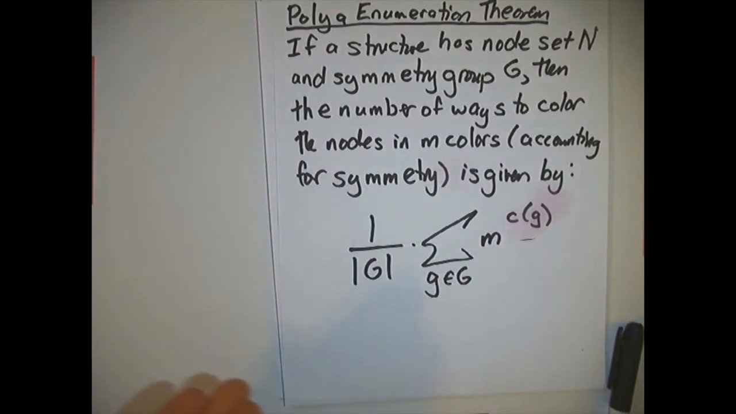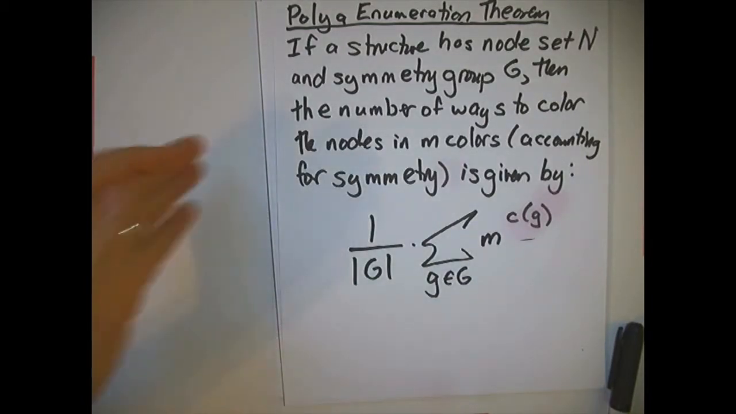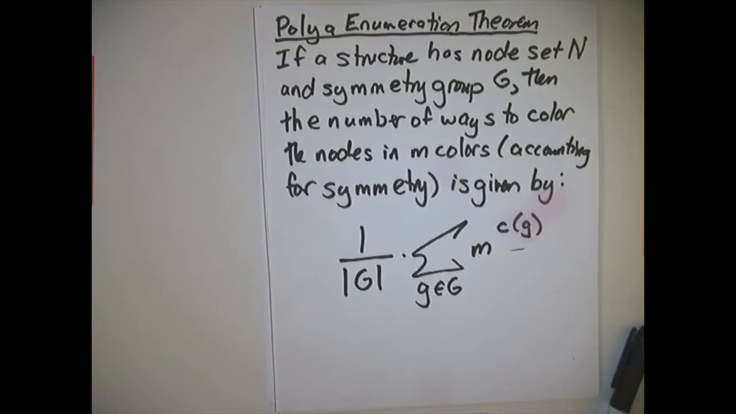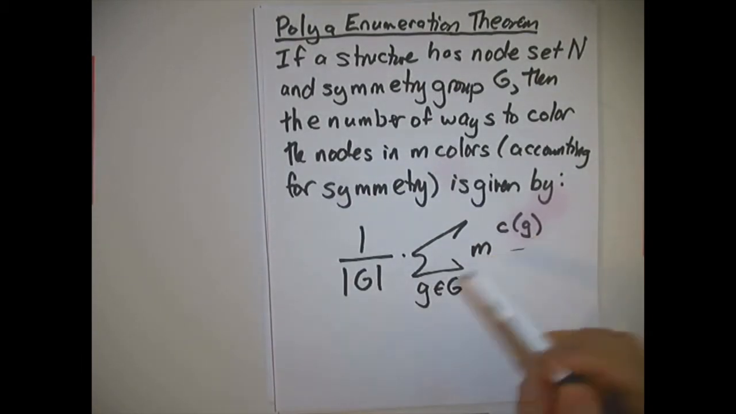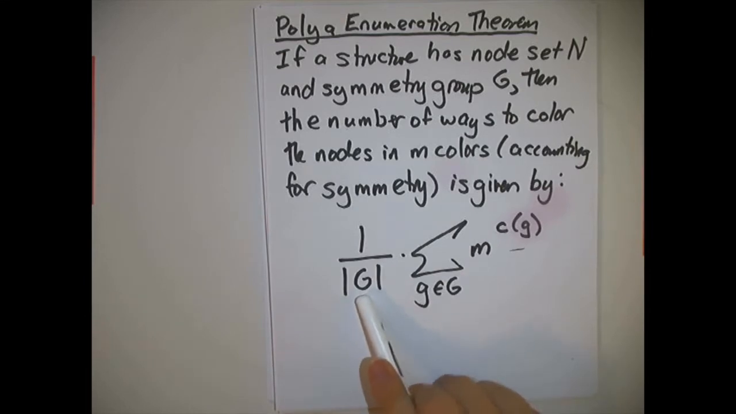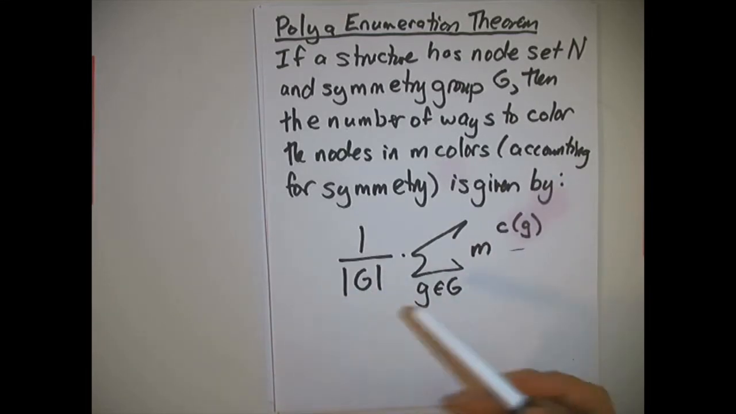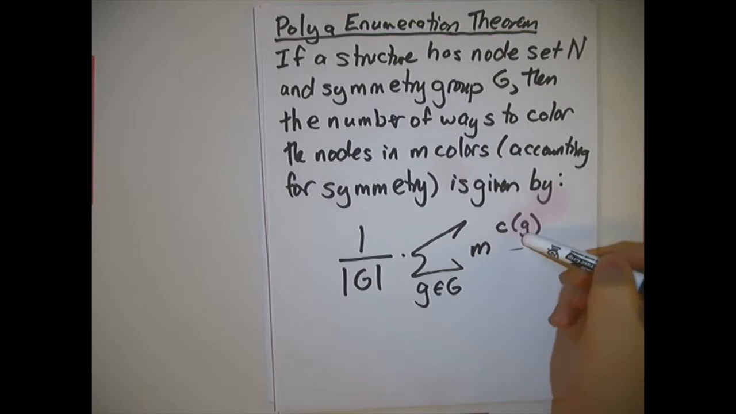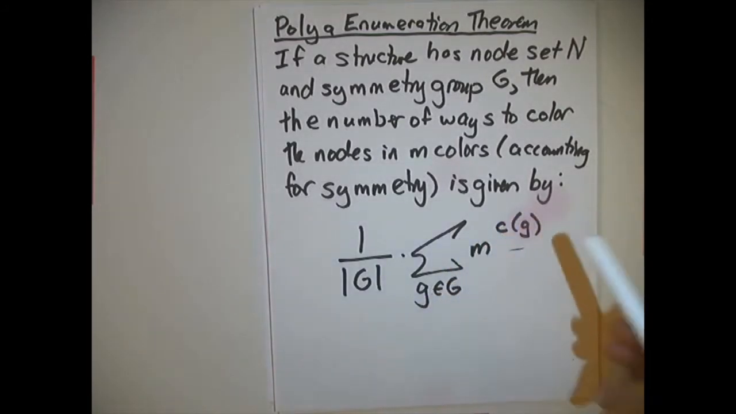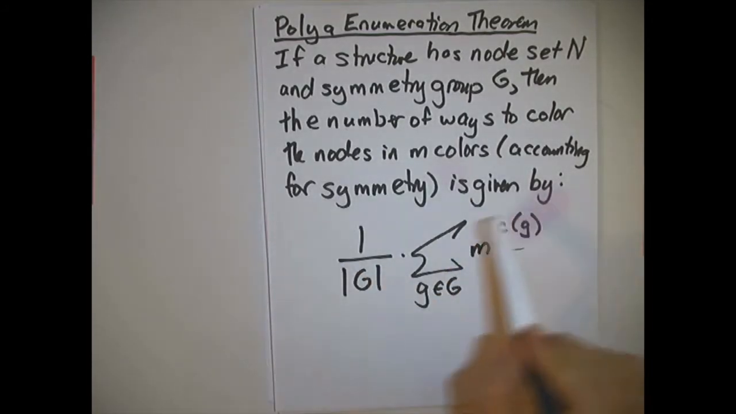So we're going to have to interpret this as a Polya enumeration theorem problem. We're going to have to figure out what the nodes are, what the group of symmetries is, and then we're going to have to calculate for each of those symmetries what the cycle number is, and then this formula will tell us what this is with m being 3. So that's our plan.